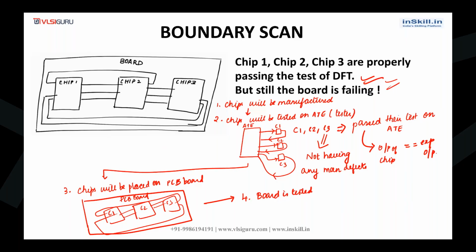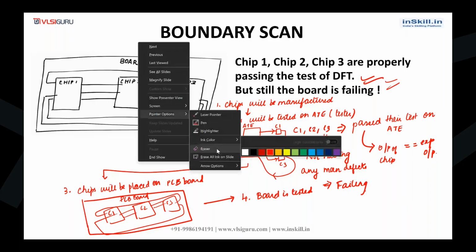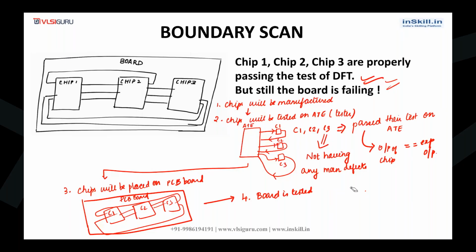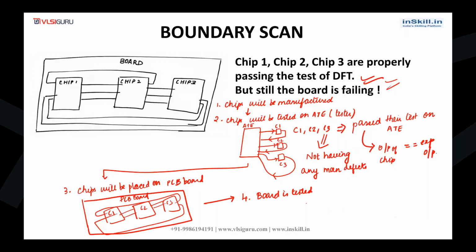The board is tested, and what is happening? It is failing. Why is it failing? Because chip 1, chip 2, chip 3 are internally not having any manufacturing defects. They have already passed their test on ATE. Then why is the board failing?